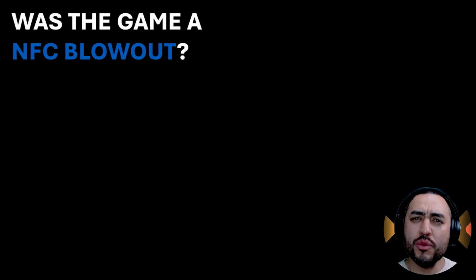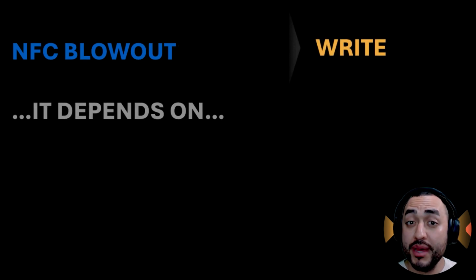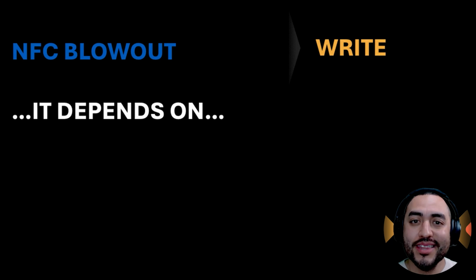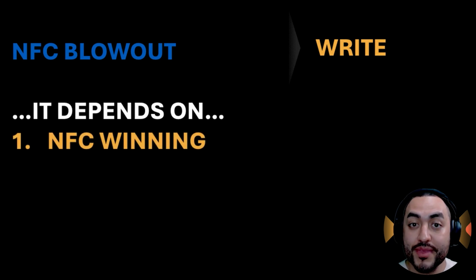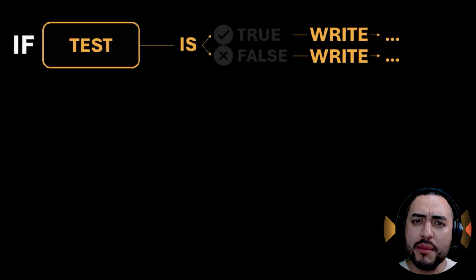So first, what do we want to write? In this case, we want to write the words NFC blowout. Now, whether we have an NFC blowout depends on two things. First, that the NFC actually won the game. And second, that they won by more than 21 points. Those two things will be the basis of our test. So let's populate the if machine.